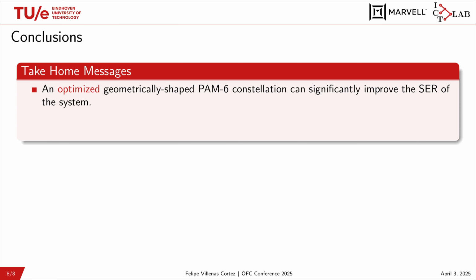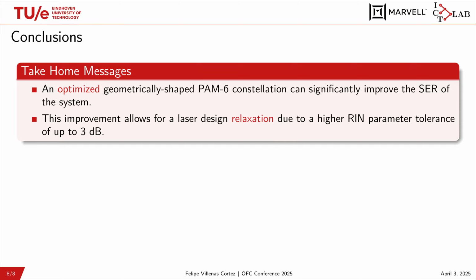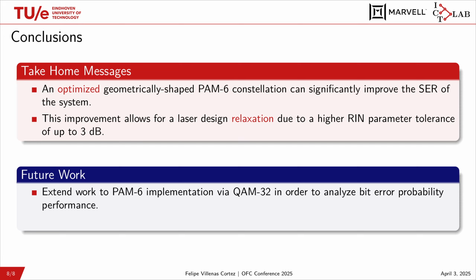So finally, the take-home messages. An optimized geometrically shaped PAM6 constellation can improve the symbol error rate of the system, for this specific system that has signal-dependent noise. And this improvement allows for a laser design relaxation due to the higher RIN parameter tolerance of up to 3 dB. As for future work, we're going to extend this work to a PAM6 implementation via QAM32 in order to analyze the bit error rate probability.